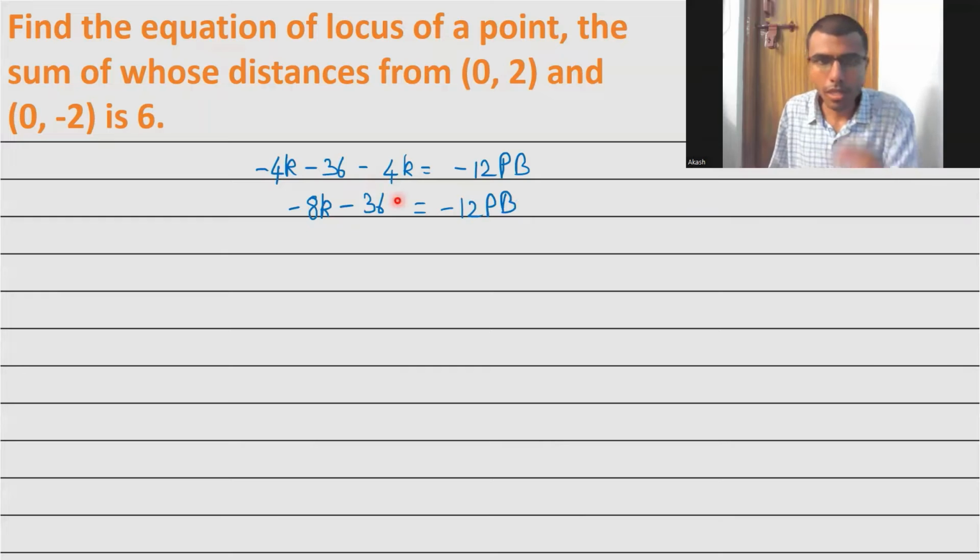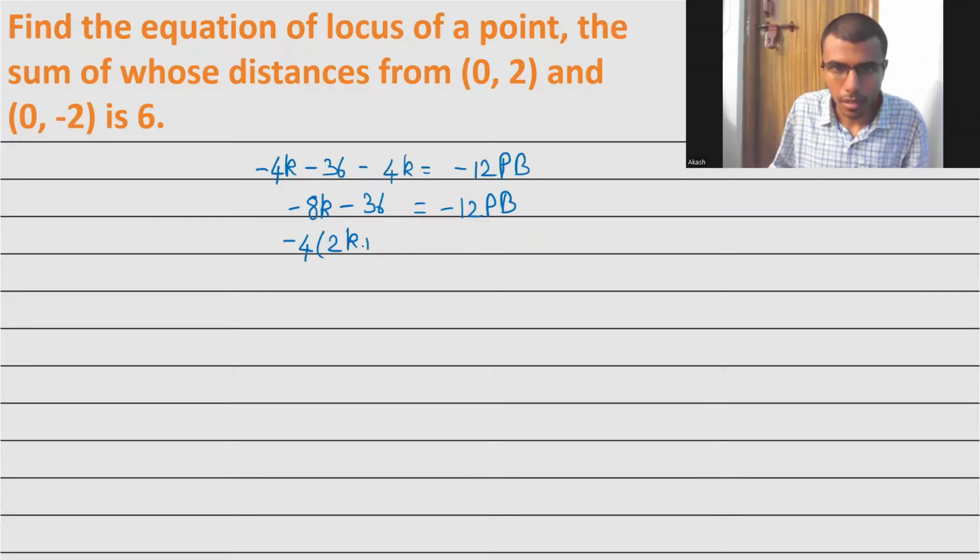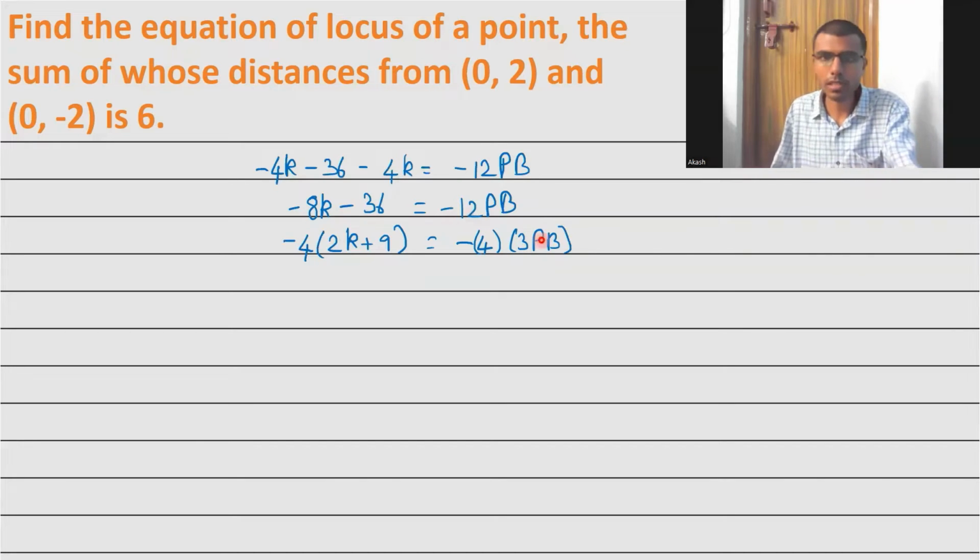Now, if you'll observe, I can take 4 common in these two terms because that's the maximum thing which would get cancelled. Okay, here I can write 12 as 4 into 3. So if I take minus 4 common from the LHS, I'd be left with 2k plus 9 is equal to, I can write it as minus 4 into 3 PB. 12 I can write as minus 4 into 3.